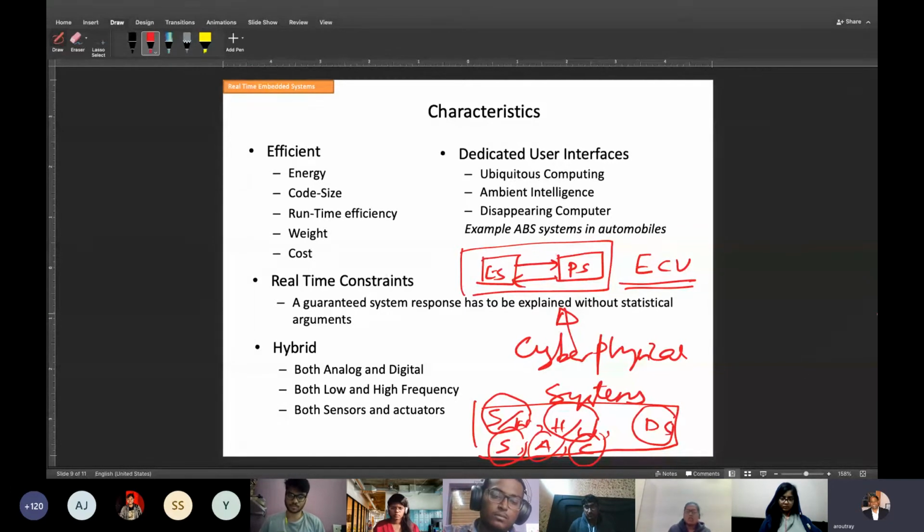So then they are hybrid basically, because as I said last time, there is both analog and digital. There is both low frequency and high frequency, both sensors and actuators, low voltage and high voltage, different voltage levels. And the most important thing is the real-time constraint. I told what is a real-time constraint. The real-time constraint is the constraint which is put by the external world. So this is called the real-time constraint.